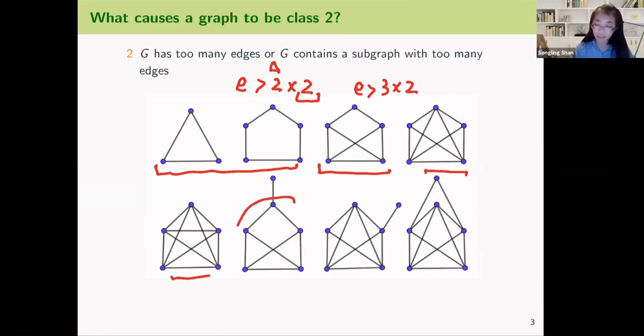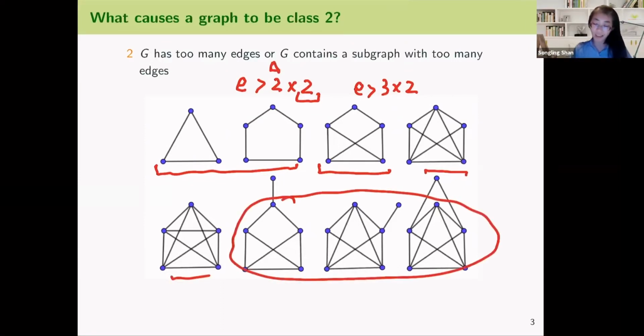And for the rest of these 3, you can see that for the first one, if we delete this vertex, and for the second one, if we delete this, and for the third one, if we delete this, then the graph has a subgraph of the same maximum degree, but that contains too many edges. Our focus for this talk will be the second cause for a graph to be class 2.